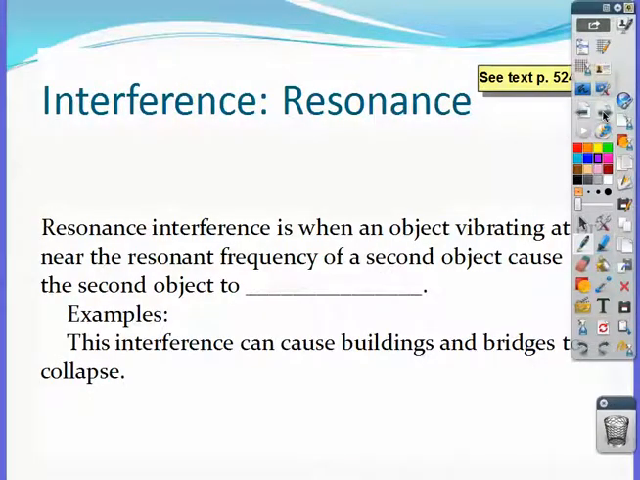And so resonance is interference that occurs when one object vibrating at a certain frequency causes a second object with the same resonant frequency to vibrate as well. And again, it can be very damaging.